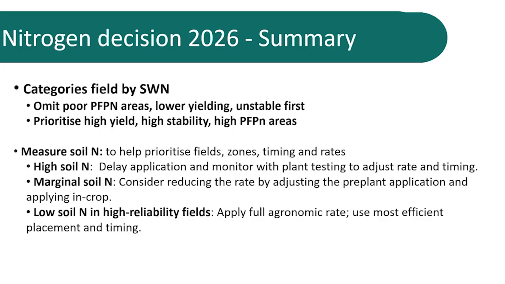So in measuring soil N, the generalisation would be high soil N, delay application, monitor with plant testing, and adjust the rate and the timing. Those with marginal soil N, consider reducing the rate by adjusting the pre-plant application and applying most of it in crop. And where you've got low N in high reliability paddocks, apply full agronomic rate and use the most efficient placement and timing available. So fair bit to go through there, but I think it's probably time for questions.